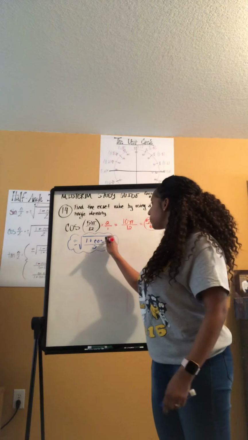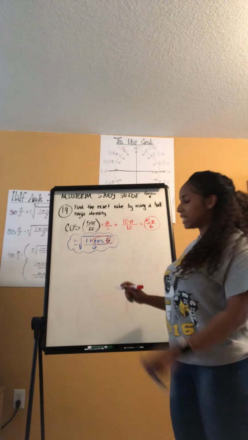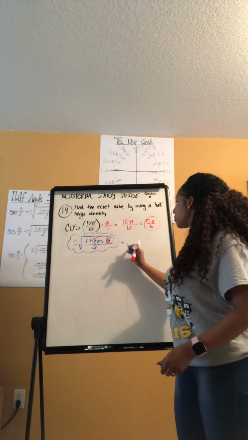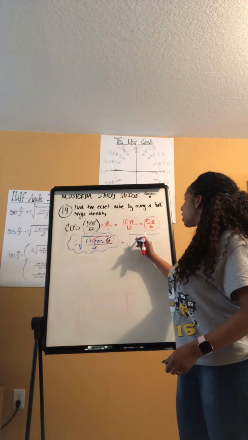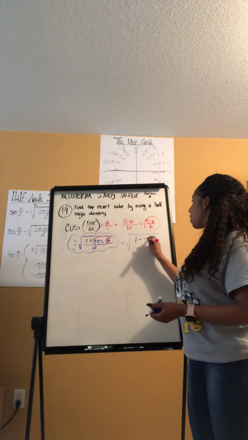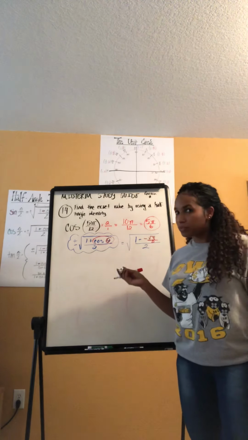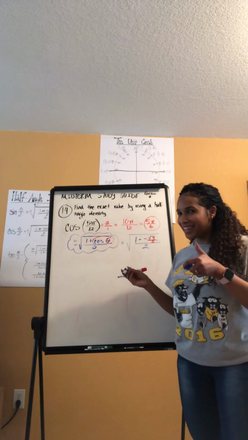So the cosine of 5 pi over 6 is negative square root of 3 over 2. So if it's plus a negative, we can really just write minus square root of 3 over 2. Everything else stayed the same. So far, so good? Yeah, of course it is.